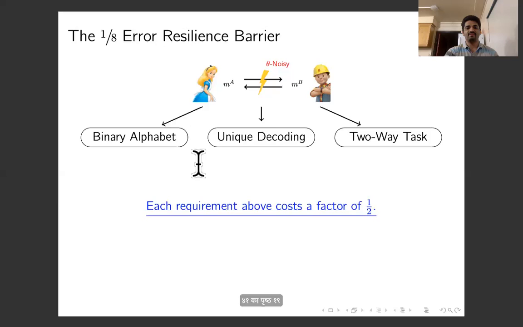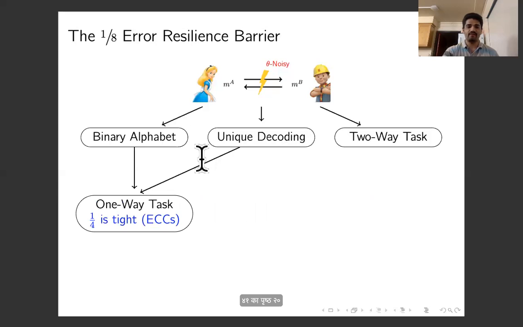Okay, so you have these three properties that message exchange requires, each of which costs a factor of 1/2. But that does not mean you cannot combine these properties in a clever way to get something better. So it's not really a barrier in that sense. What makes 1/8 a real barrier is you actually cannot combine any two of these properties to get error resilience better than the trivial product.